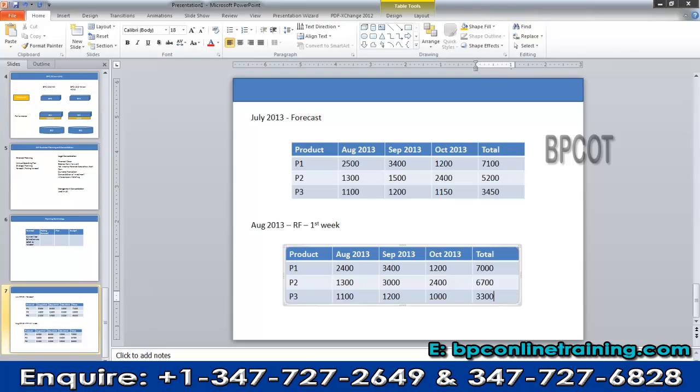Right? So my forecast values are changed in August. When I forecast here in July, my figures are like this. When I forecasted in August, because I got a very good picture of my sales, my forecasted figures changed. When I am in September 2013, I can revise September, October, November, December. When I am in October 2013, I can revise October, November, December. Right? Remaining months. That is called rolling forecast.